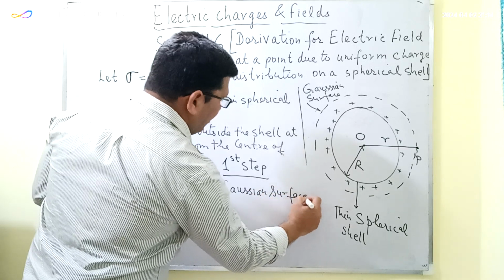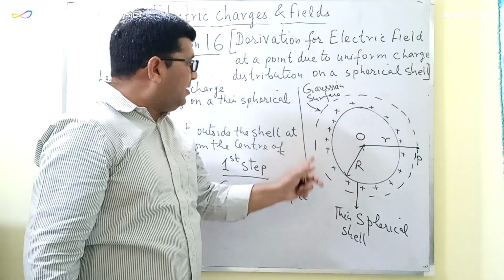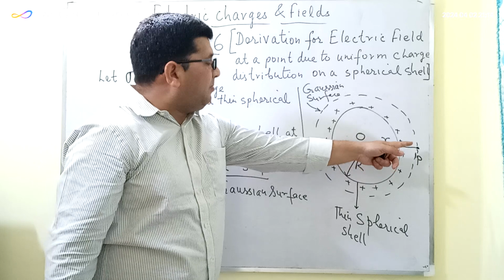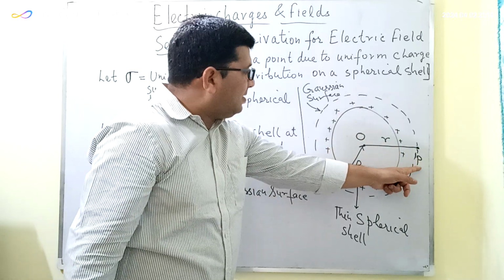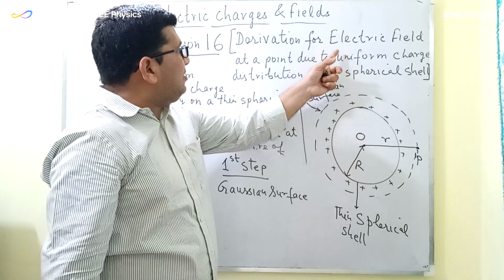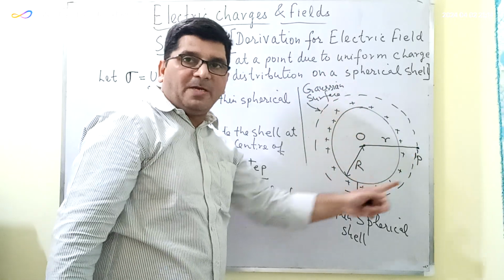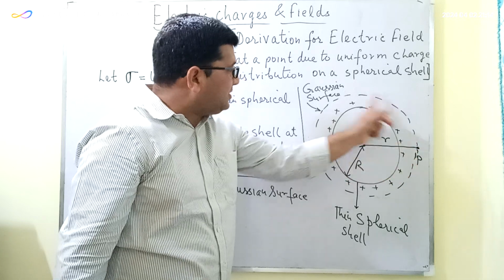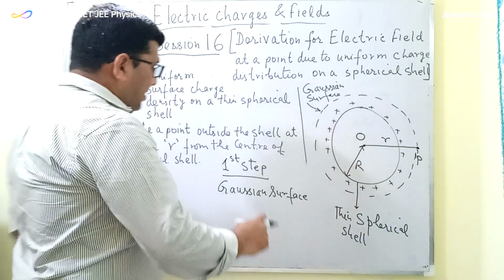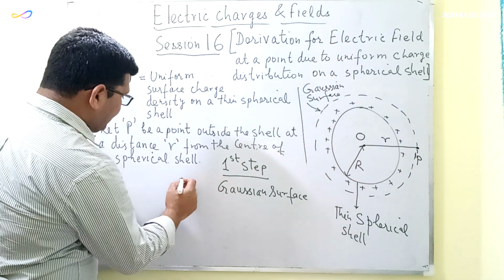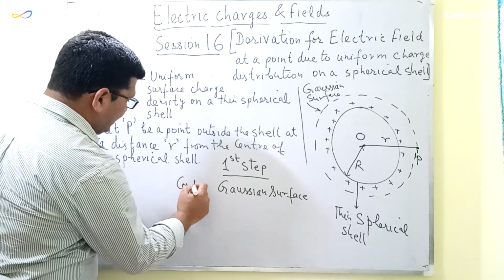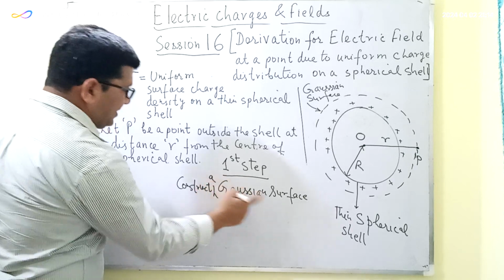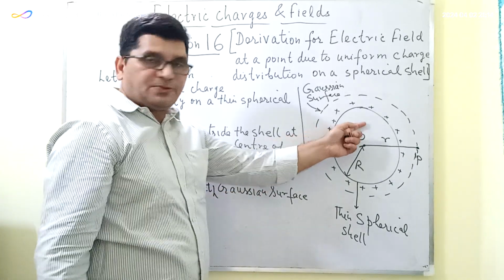As I have made it here with the help of this dotted line, this Gaussian surface has to be made in such a way that the point at which we have to find the value of this electric field should be enclosed by it. So I have constructed a Gaussian surface in which this point P is enclosed by it. Now this is the first step: construct the Gaussian surface. So I have already constructed this Gaussian surface.